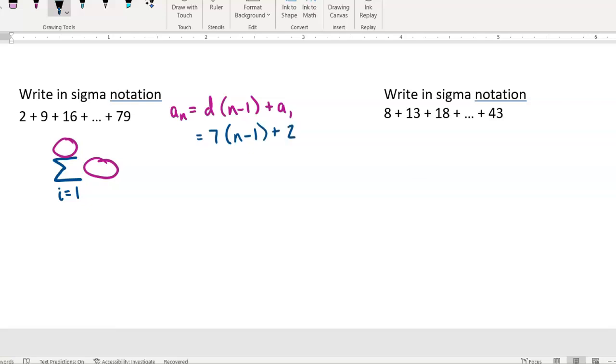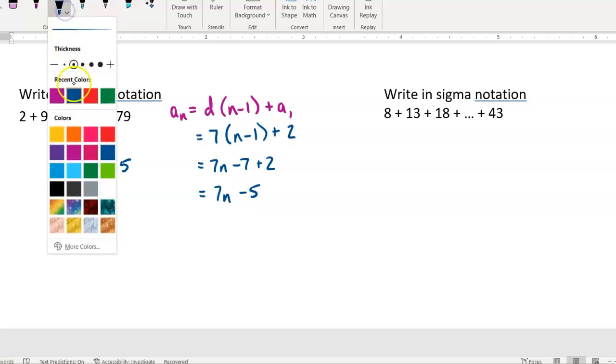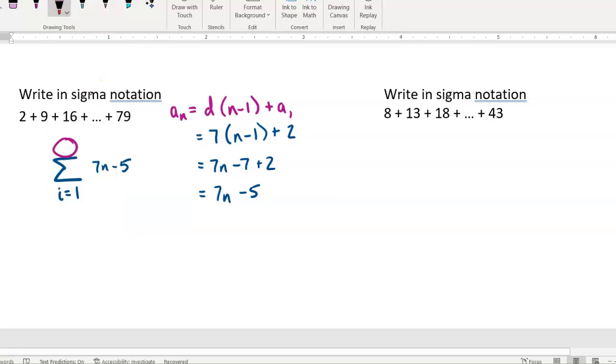Now I'm going to go ahead and simplify this by distributing the 7 through. And then combine like terms, and I get the expression 7n minus 5. So there's our explicit formula. All right, now the next thing I want to do is figure out, well, what's n? How many terms are there in this series?